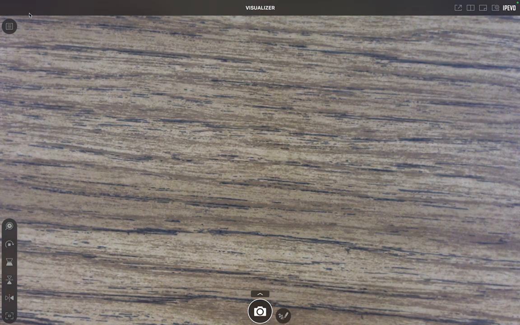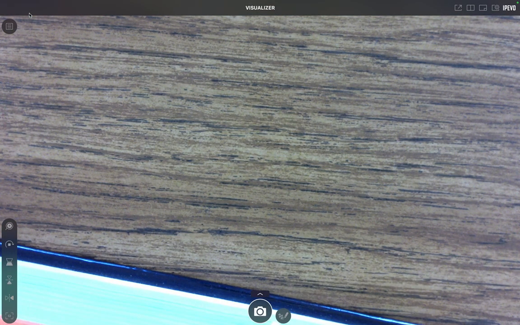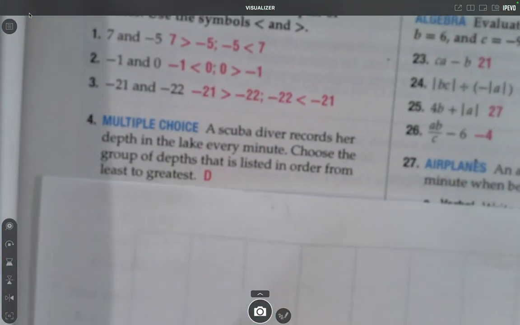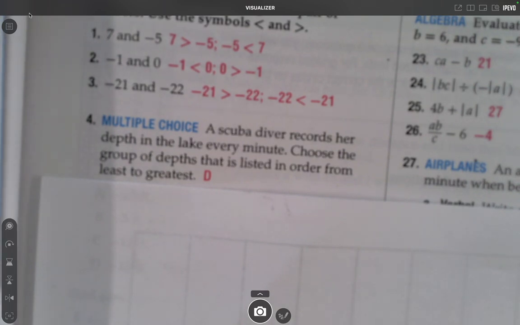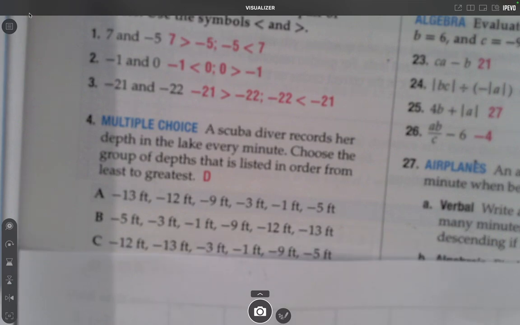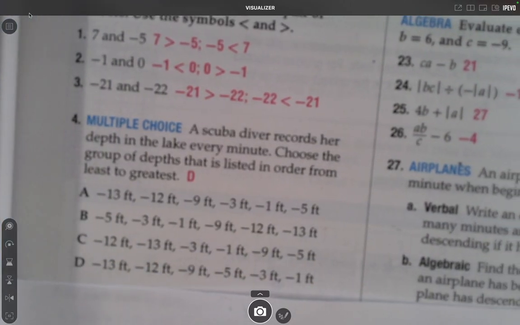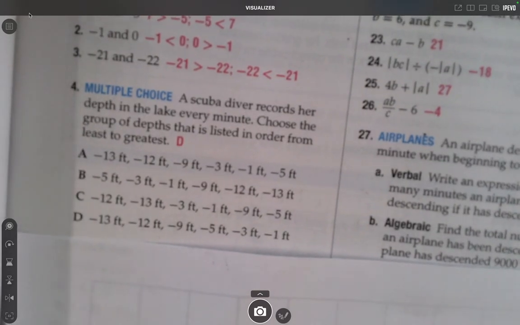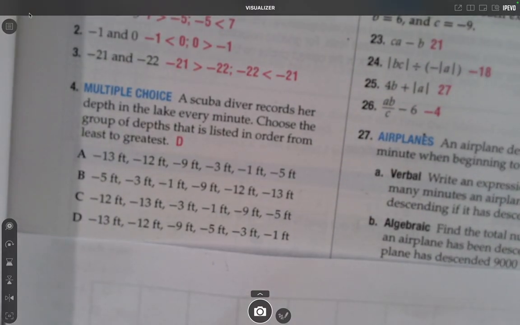Okay, I will show number 4 just because it's multiple choice. I know that shows the answer already, but that's okay. A scuba diver records her depth in the lake every minute. Choose the group of depths that is listed in order from least to greatest. Okay. So we want to start with the smallest number.